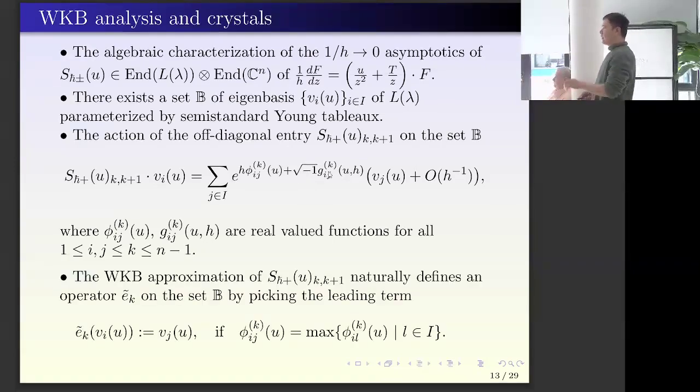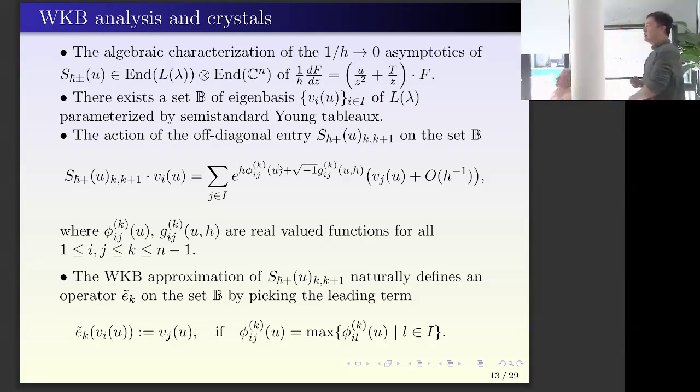And then, since we are studying the leading asymptotics, which one among all these coefficients is dominant, which one has the biggest growth? We should take the index j such that phi_ij is the biggest. Since phi_ij is a real number, we need to take j such that phi_ij is the biggest one among all the possible j's.